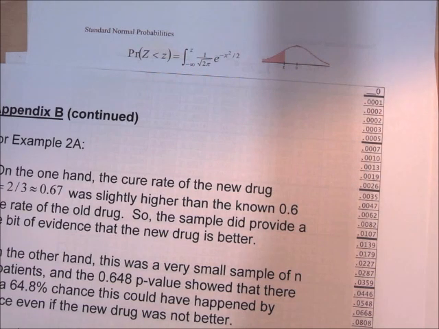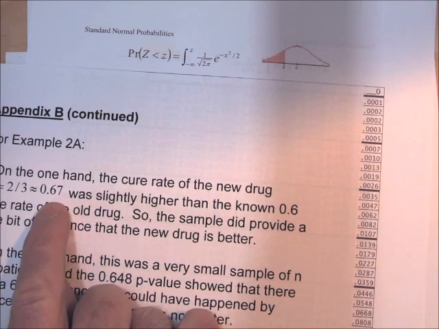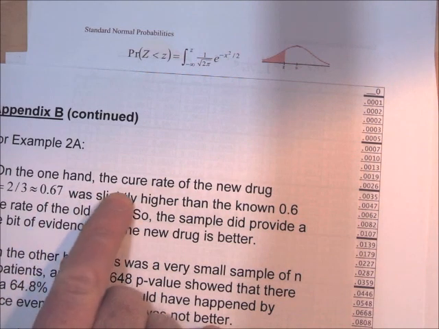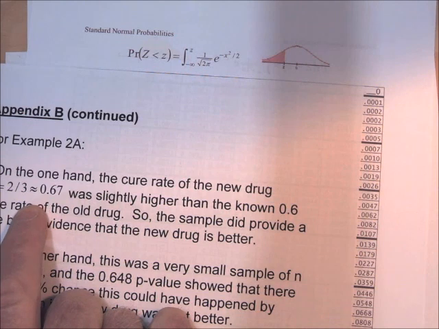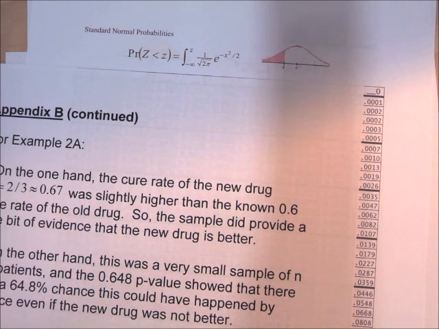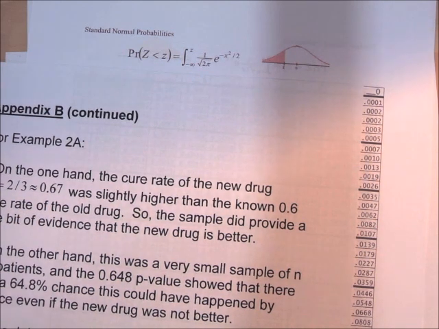Just the cure rate of the new drug, if you're going back to example 2a. The p hat was 0.67. It was slightly higher than the known 0.6 cure rate of the old drug. So the sample did provide a little bit of evidence that the new drug is better, but because of the small sample size, there was a 64.8% chance that this could have happened by chance, even if the new drug was not better.